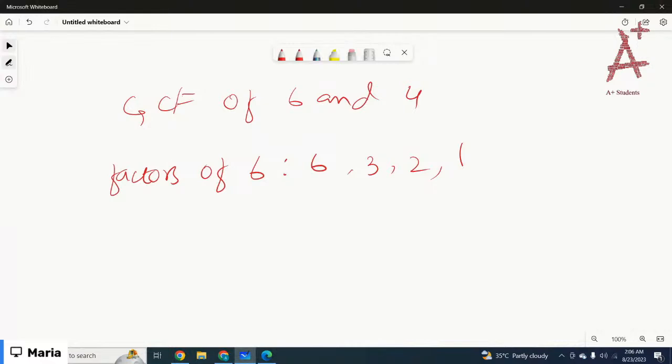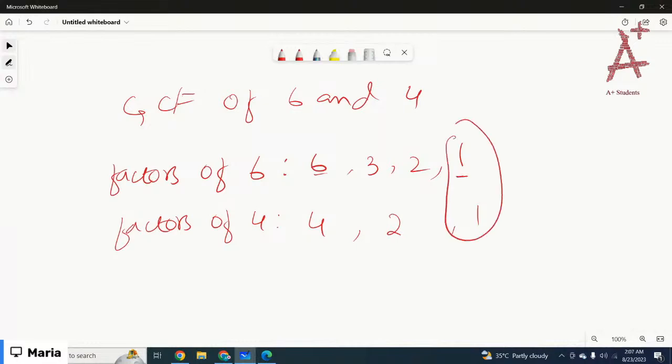6 and 1 makes 6. So here is 6 and 1. Same way you have to write down the factors of 4. 4 times 1 is 4 and 2 times 2 is 4, right? So which is the greatest common number? You can see for both the numbers you have 1 and you have 2 also, right? You have to find the greatest common number. So the GCF, the greatest common number, is 2.